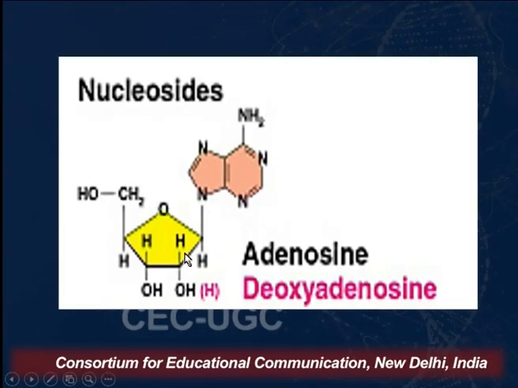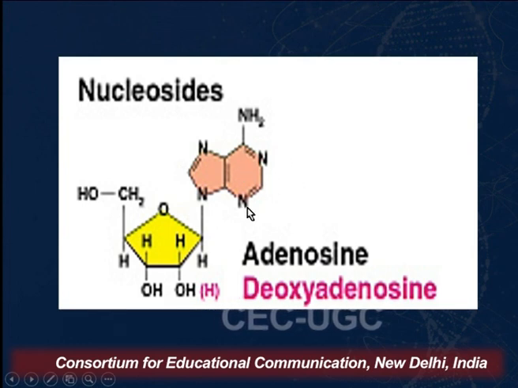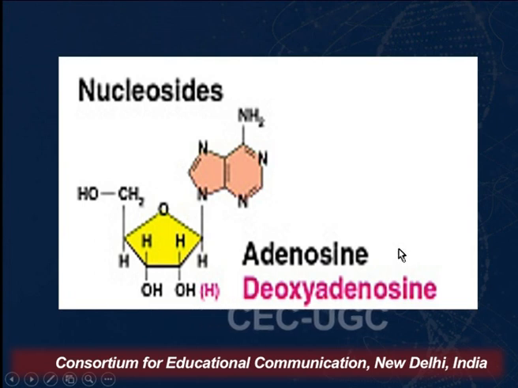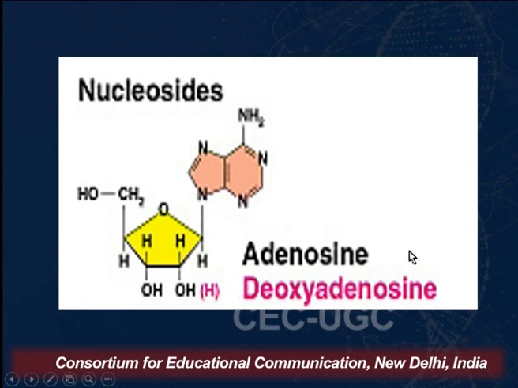Now, let us take a simple example with the help of a diagram. Here the sugar may be ribose. If the group here is OH, the sugar will be ribose. If it is H, it will be deoxyribose. Now, here it is adenine. So, here I am referring to the common names. If it is adenine here, the common name of the nucleoside, if the sugar is ribose, will be adenosine, and please remember the abbreviation will be AR. And if the sugar here is deoxyribose sugar, the name will become deoxyadenosine and the abbreviation will be small d and R.